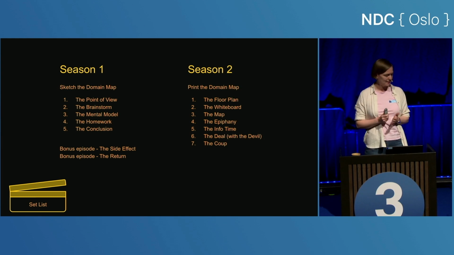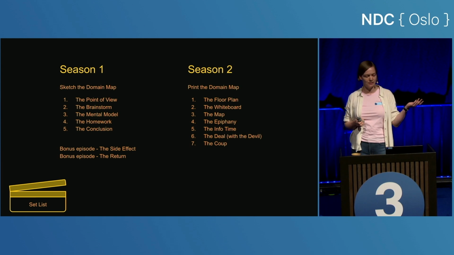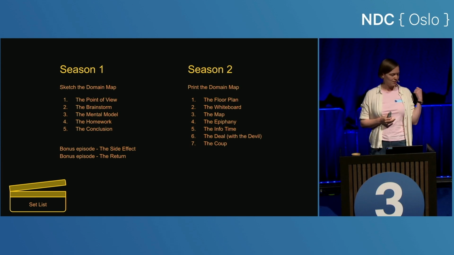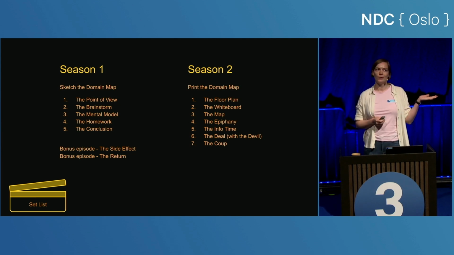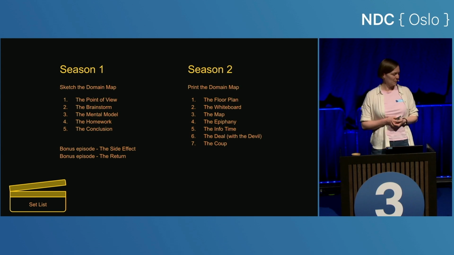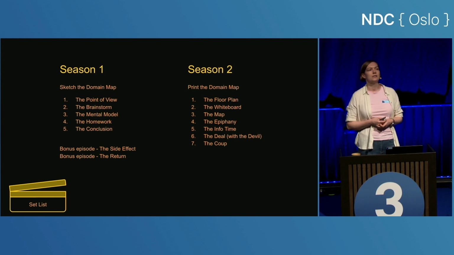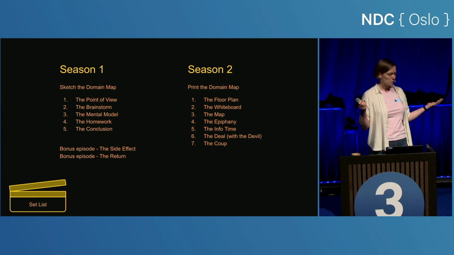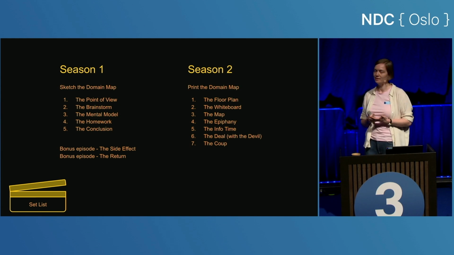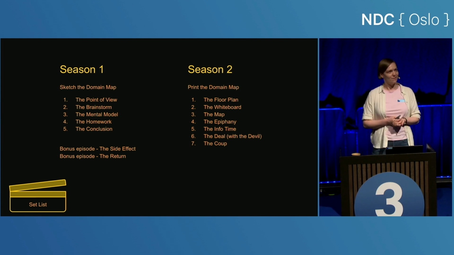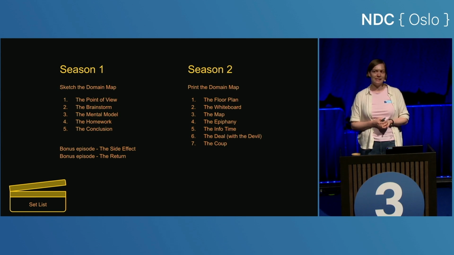Okay, so this is today's set list. We have 2 seasons. First, we have to sketch the domains or identify the domains. Then we have 5 episodes: the point of view, the brainstorm, the mental model, the homework, and the conclusion. And there are 2 bonus episodes at a surprise time in season 1. And then season 2 is about printing this domain map or distributing it into other people's heads. There we have the floor plan, the whiteboard, the map, the epiphany. Very exciting. The info time, the deal with the devil.